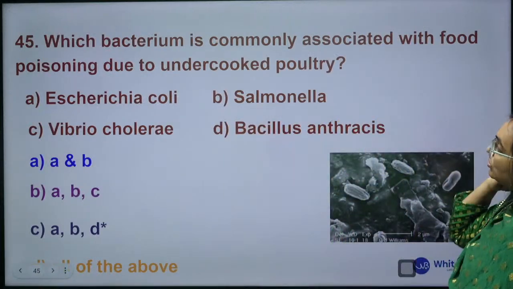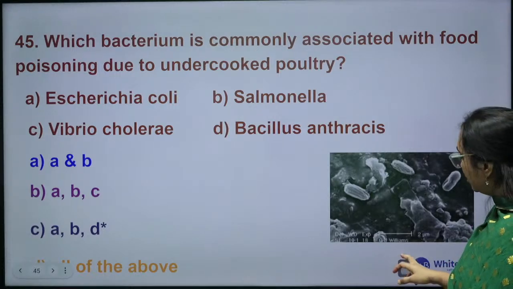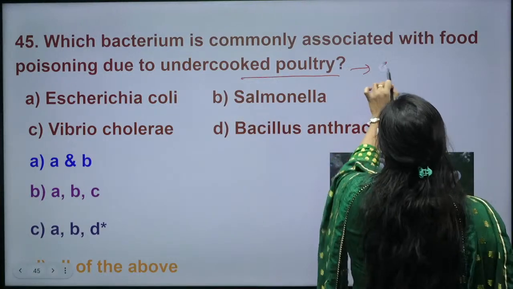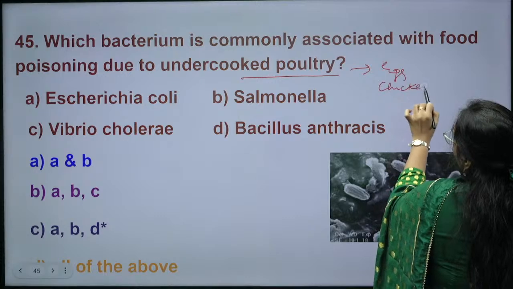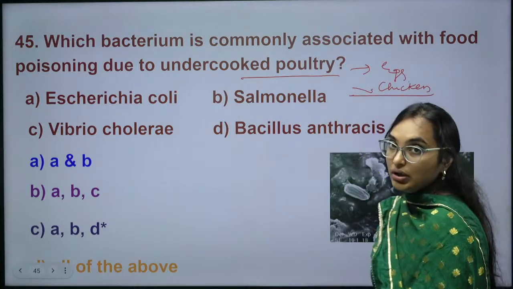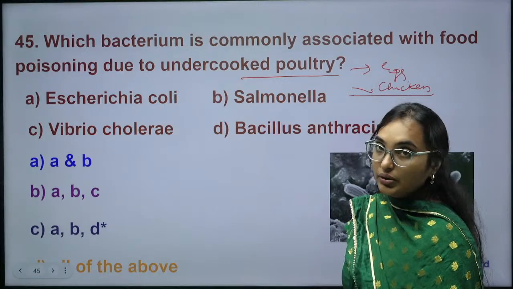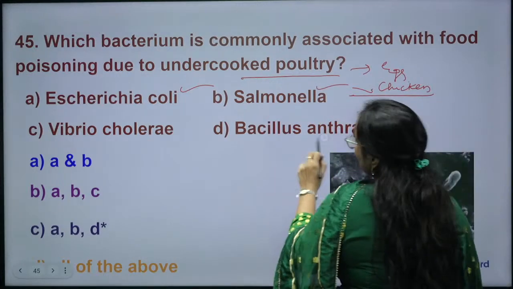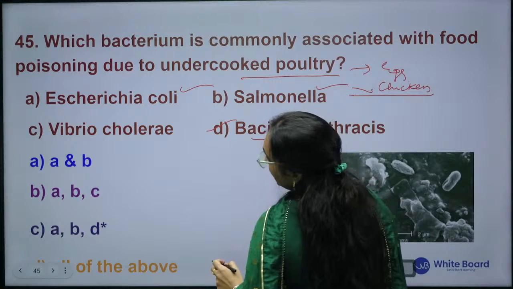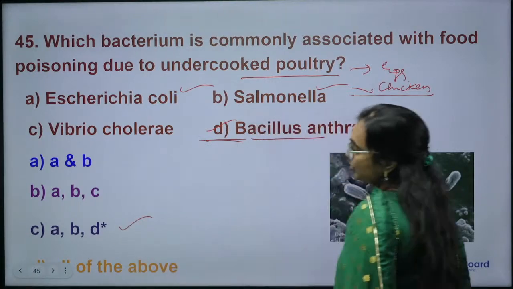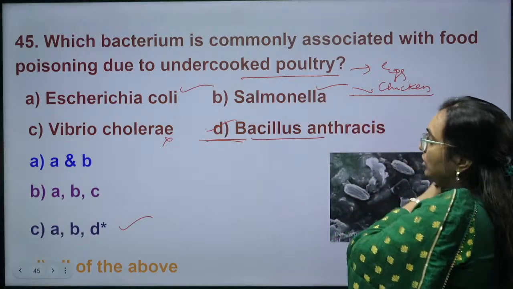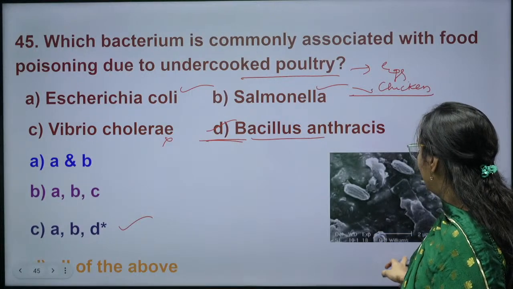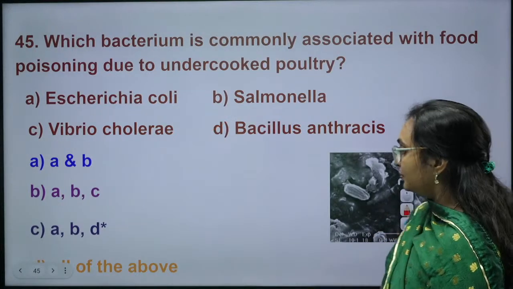Next one, which bacterium is commonly associated with food poisoning due to undercooked poultry? Undercooked poultry, chicken, eggs. Okay. So when it is not cooked properly, then it is undercooked. So undercooked poultry is infected with the common bacteria Escherichia coli, Salmonella, Bacillus anthracis. So A, B and D is the correct option, not Vibrio cholerae, which is already in contaminated food and water, okay, not poultry. So A, B and D are common bacteria that are seen in uncooked poultry.